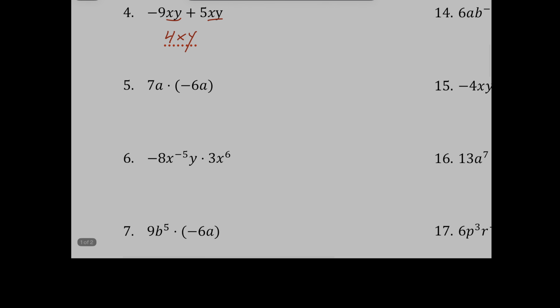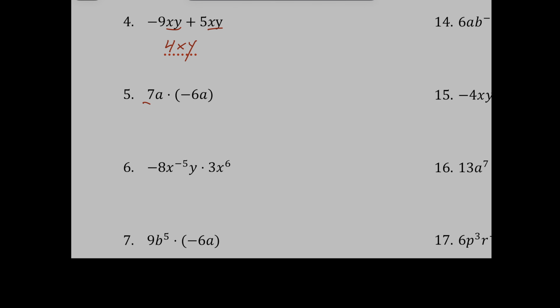Okay, number 5, we're going to multiply. 7 times -6 is a -42. And now we're multiplying, so we're going to add them up, right? And that's why you get a squared.